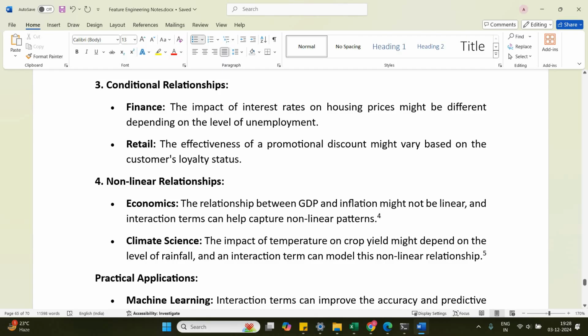So unemployment times interest rate, these two interaction terms are deciding the housing prices. Okay, so there are two terms, unemployment and the interest rates, which can be considered as the interaction terms here.